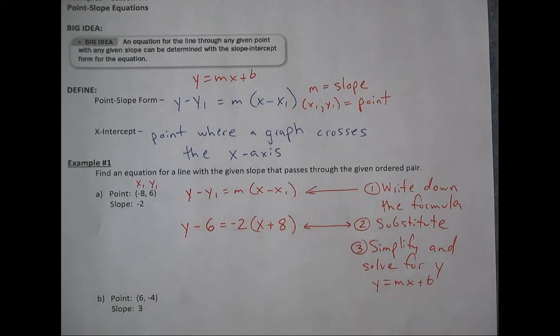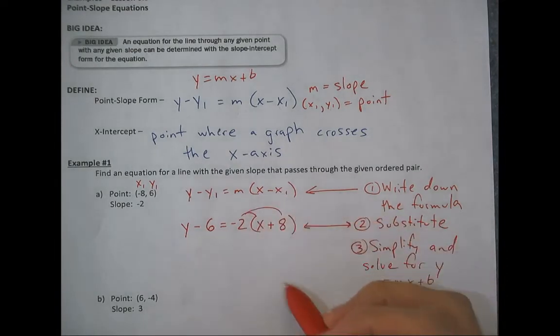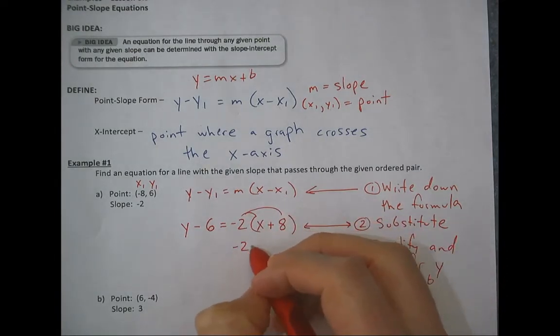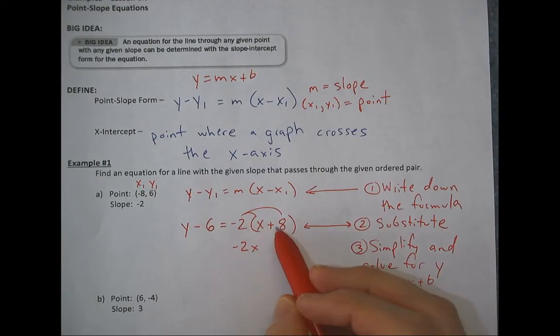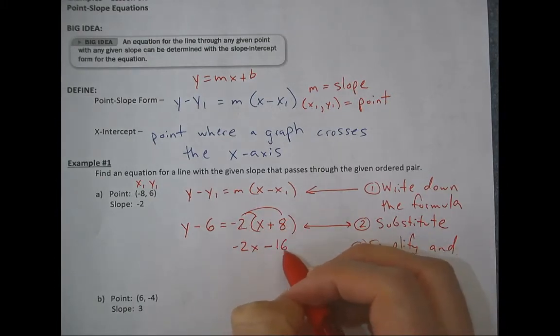So the first thing you're going to do is you're going to distribute. So we're going to get rid of these parentheses right here. So it's going to be negative 2x. And the negative times a positive is a negative. So I write minus 16.